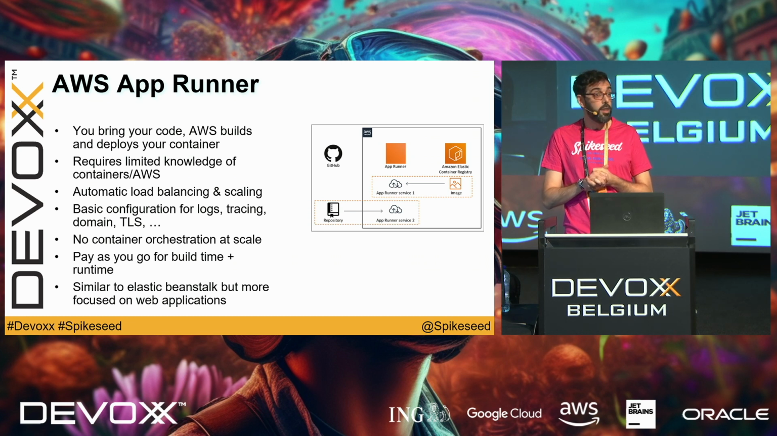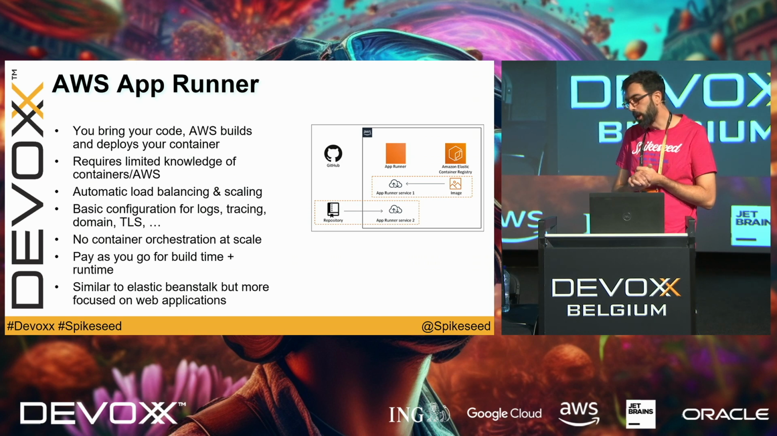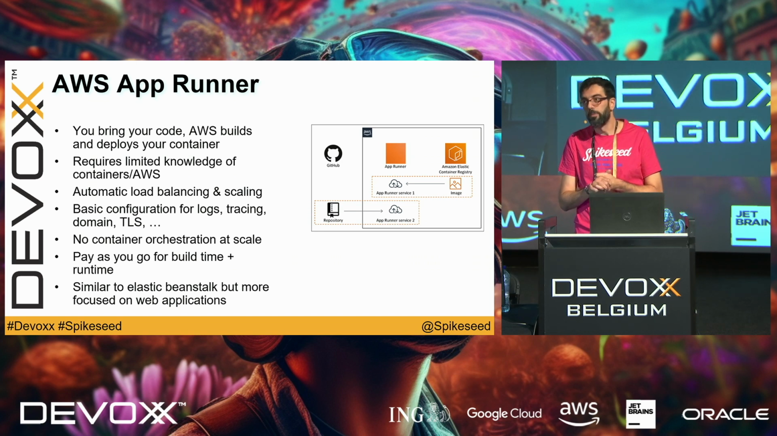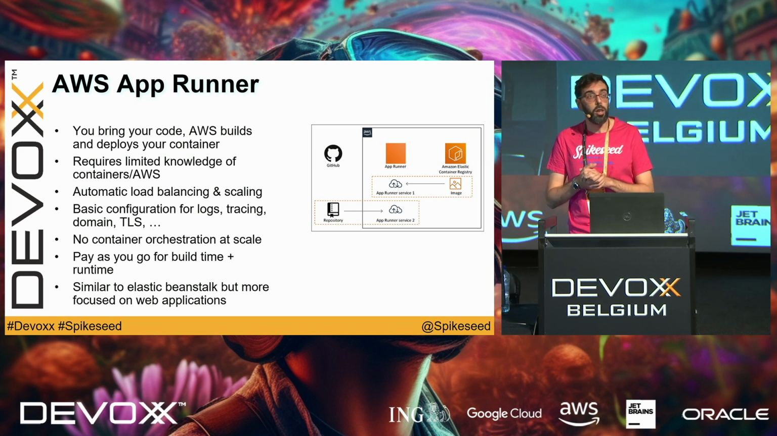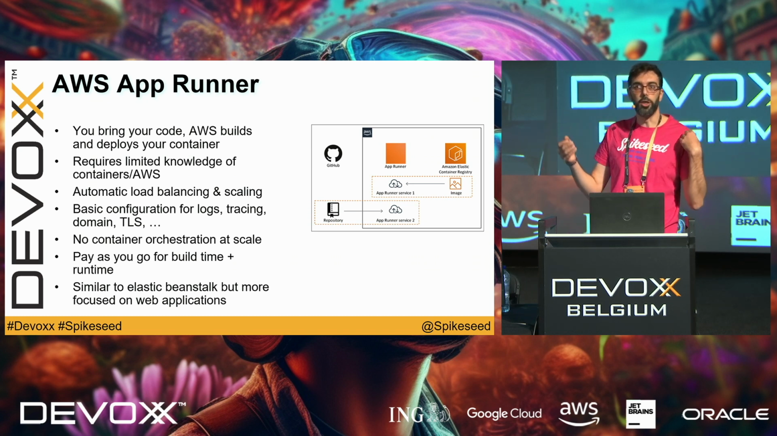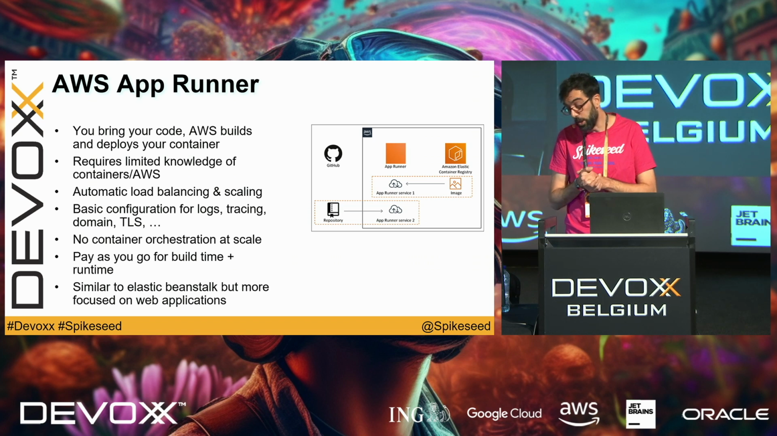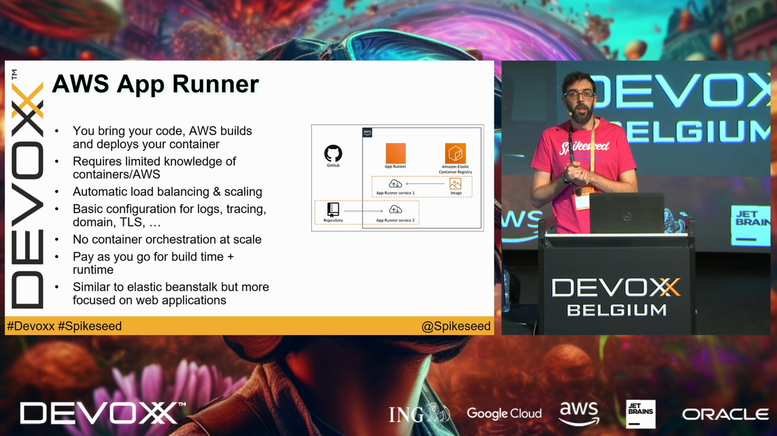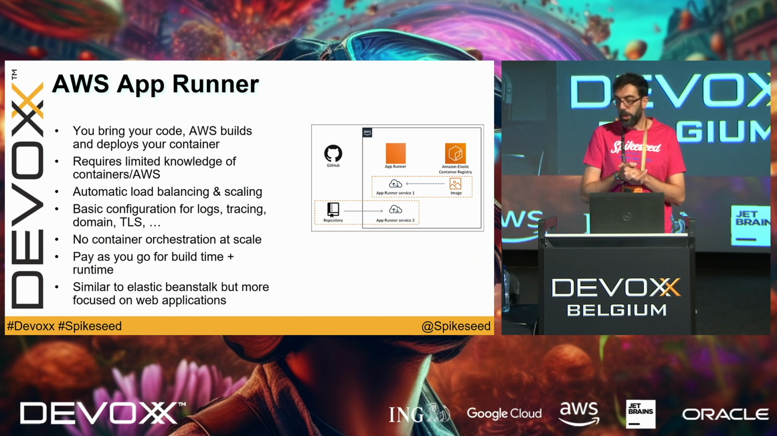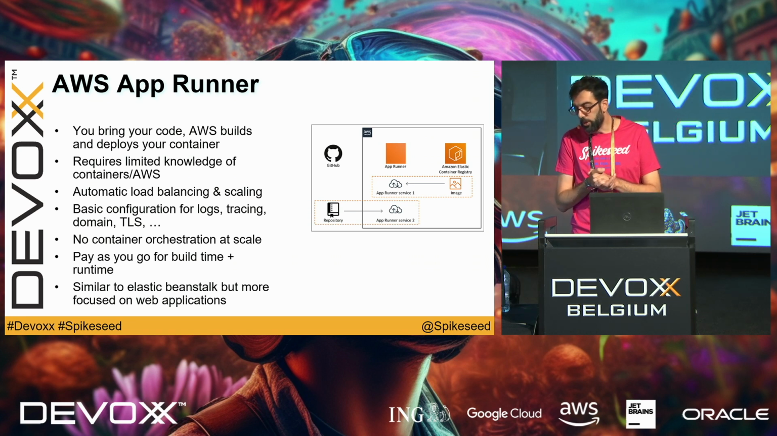I said it is a simple service, and it is compared to some others, but it comes with a number of advantages. It does automatic load balancing and scaling. You have some basic configuration for logs, tracing, TLS, and so on and so forth. It can be integrated with Route 53 if you want to expose your application right away to the internet. Very simple and very easy to do. Doesn't provide container orchestration at scale, like I said before. Again, pay-as-you-go model, so you pay for the build time and the runtime of your container.